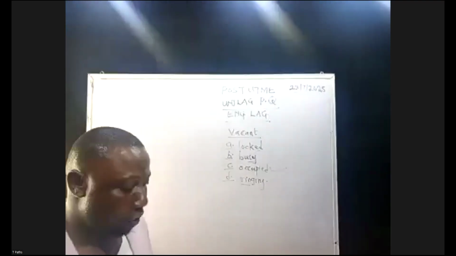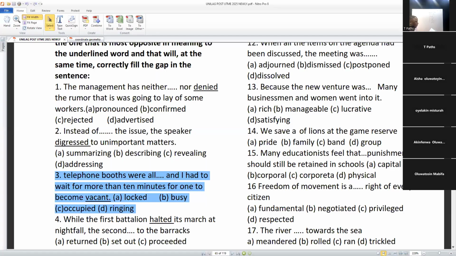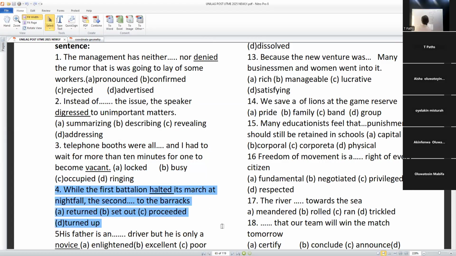Let's move forward. We're just taking 4 questions there. Then let's look at question 4. Question 4 starts, while the 1st battalion halted. We're looking at the opposite of the word halted.